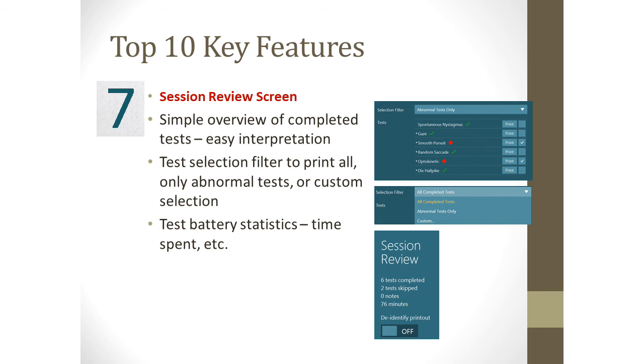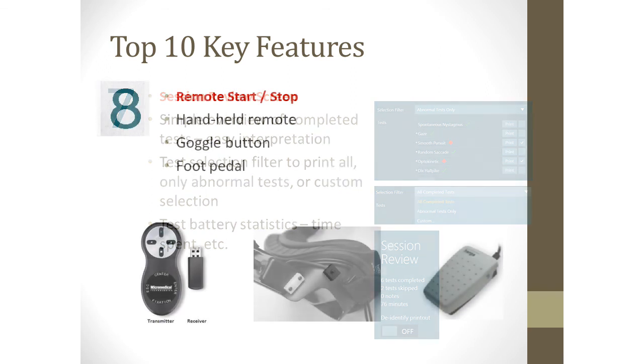When you're done, there's a great list of everything that you've done. The ones that are abnormal have a big red diamond on them. And you can decide what you want to print on the printout. You might want to print only the abnormal responses. Don't bother printing the ones that are normal. Just do the abnormal ones, where you can filter them like that and decide immediately what prints and what doesn't print.